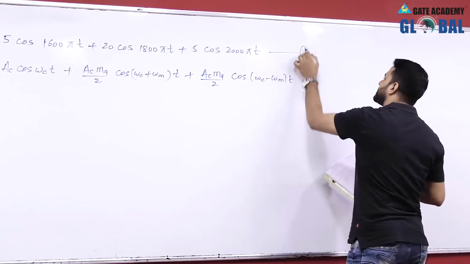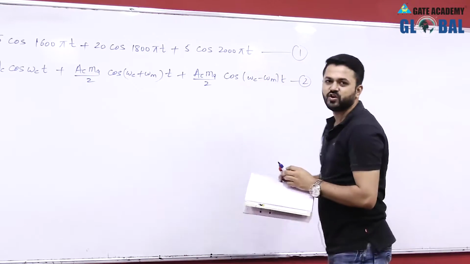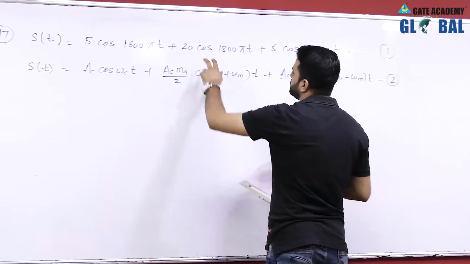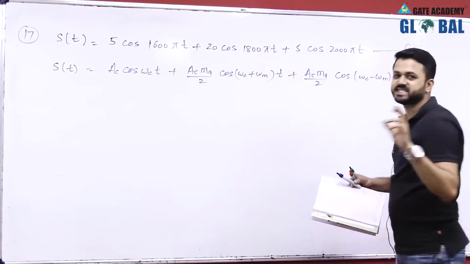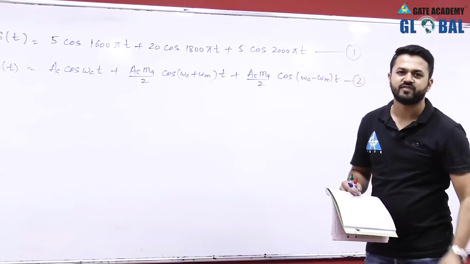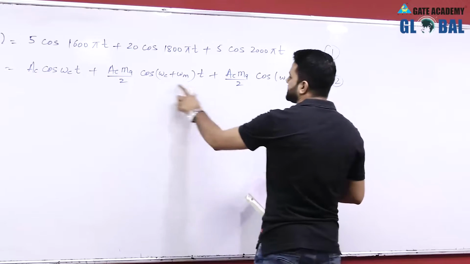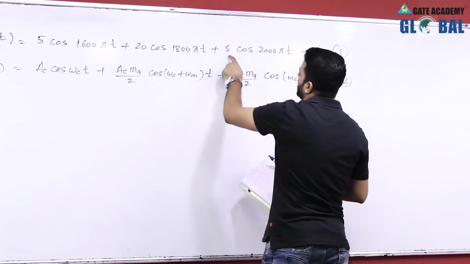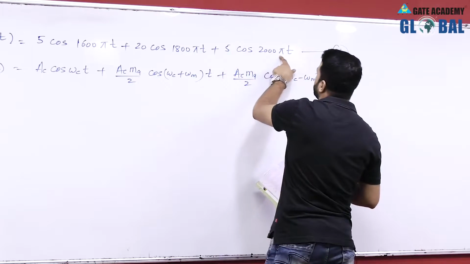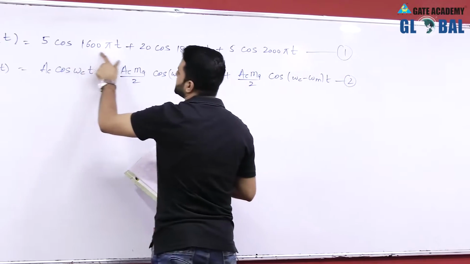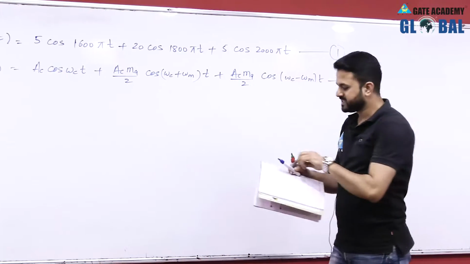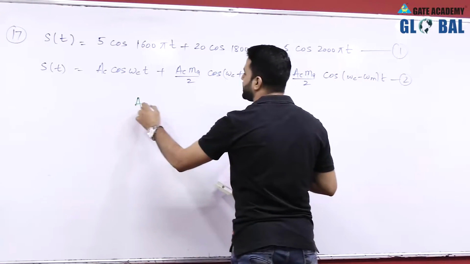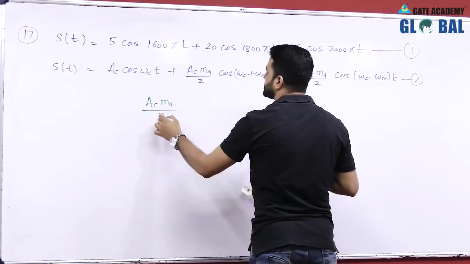We have these two equations, we can compare and find the value of modulation index. The values in the above expression which have the same amplitude are the amplitudes of the sidebands. So the sidebands have the same amplitude. So here in equation number 1, the amplitudes of cos 2000 pi t and cos 1600 pi t are the same. That means the value of AC MA by 2 is 5.